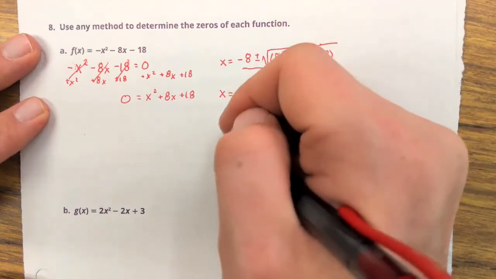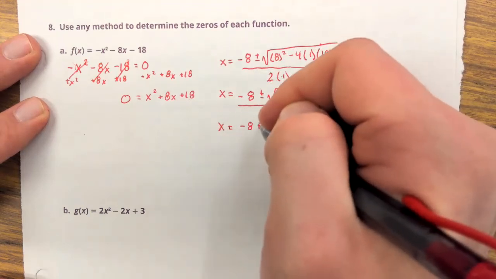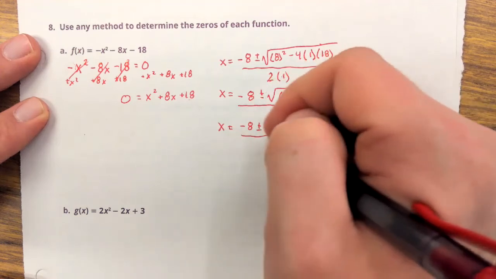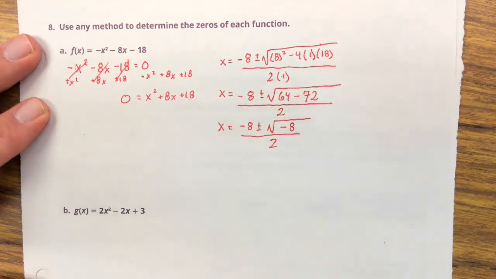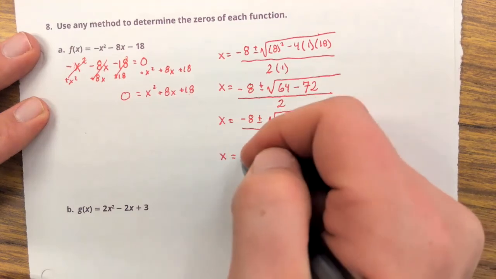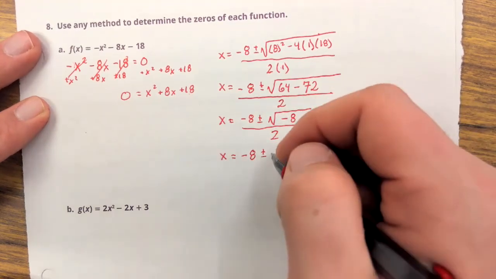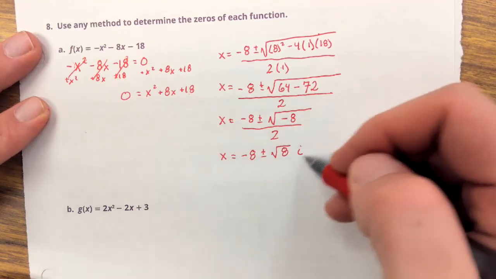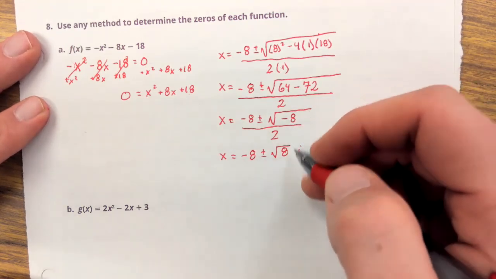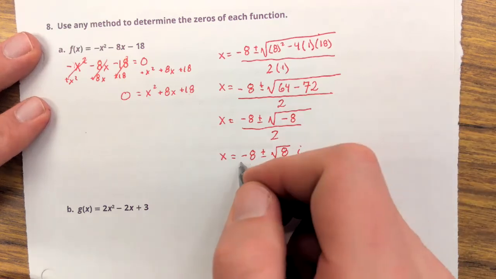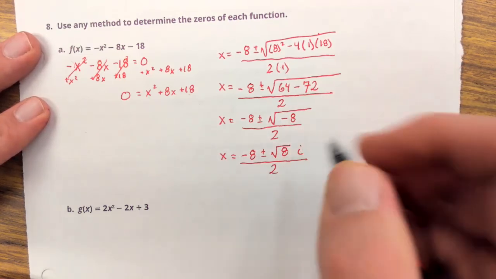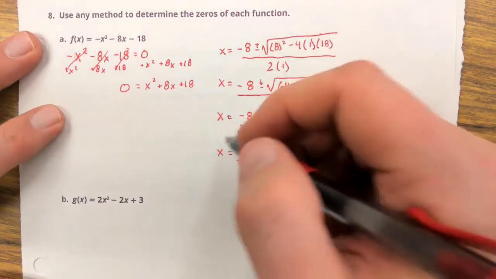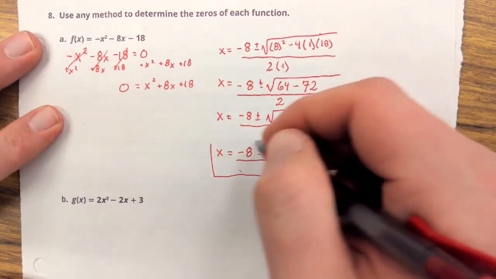Okay, keep working through this. Negative 8 plus or minus the square root of 64 minus 72, which is negative 8, all divided by 2. Keep on going. x equals negative 8 plus or minus the square root of 8i. The square root of a negative number is imaginary. And if you try to do the square root of 8 on your calculator, you're going to get a decimal that never ends. And then this is all divided by 2. I'll work with you in class during one of our live sessions on how to simplify the solution, but for now, we'll leave it there.